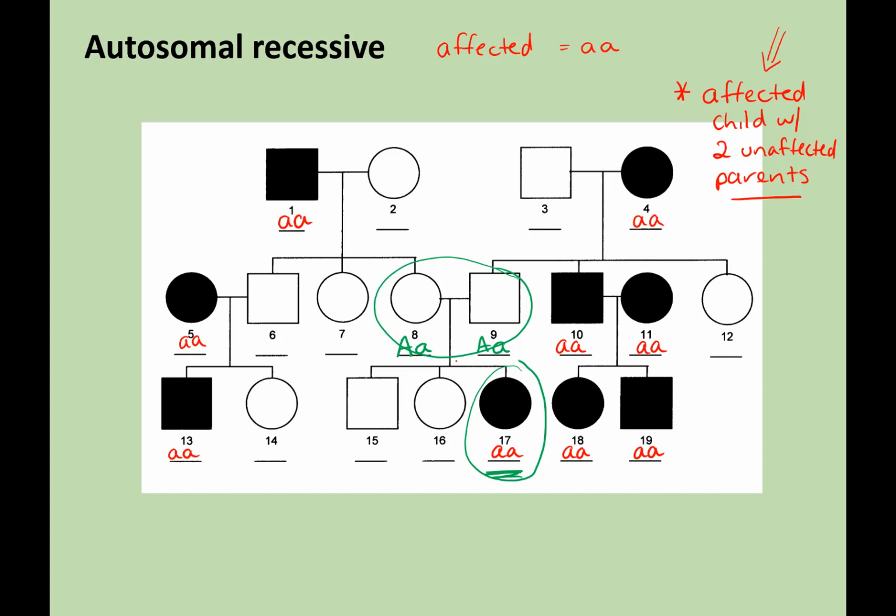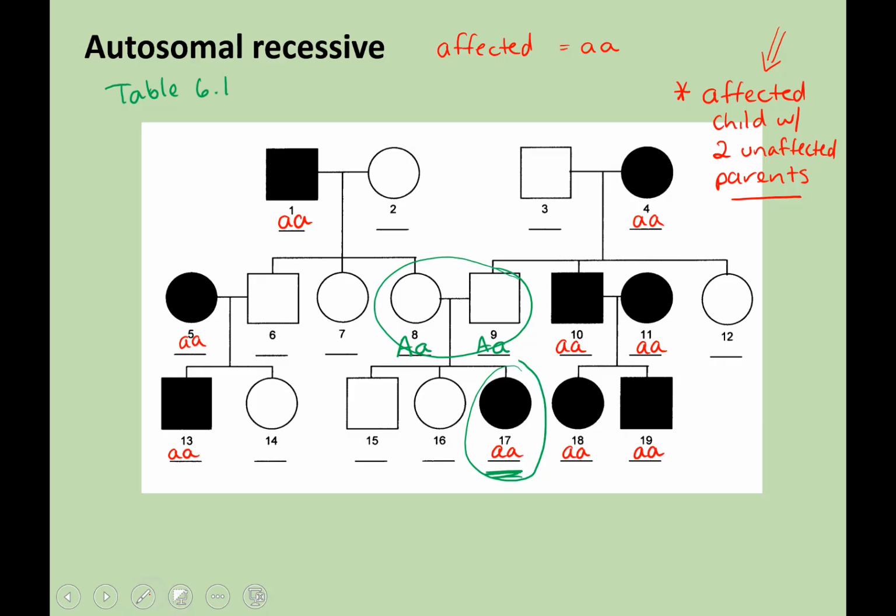Some other things, and there's a table 6.1 in your text that lists a bunch of characteristics for looking at pedigrees. There's no way you can remember all of these, so I'm going to give you the ones that stand out the most.